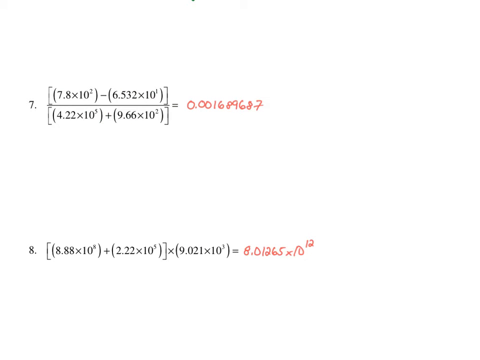Overall, question 7 is a division problem. We need to determine the number of sig figs in the numerator and the number of sig figs in the denominator.